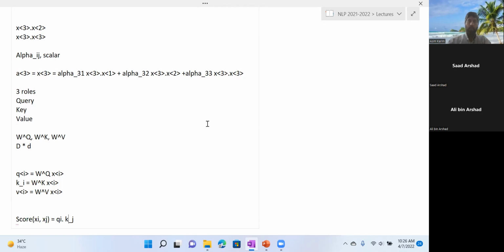I'll just write it in brackets, since underscore is used elsewhere too. So this is the scalar part. Previously it was x_i and x_j. Now we are not using x here, we are using the corresponding roles, and those roles are adaptable, q_i and then k_j. So this is the score.